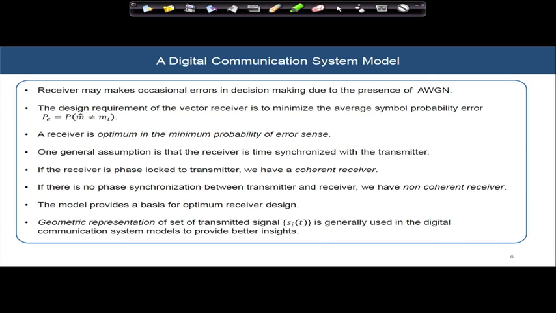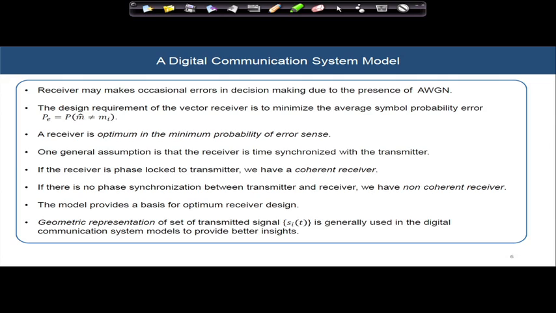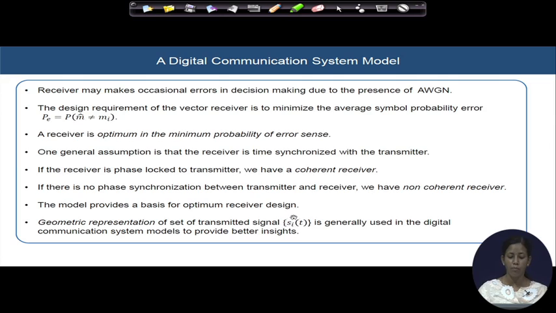This model provides a very basic assumption of the optimum receiver design, but we wish to zoom inside the graphical representation of this transmitted signal si(t), because this representation will be very important for us to analyze our direct sequence spread spectrum transmitter and receiver. So, from now onwards we are zooming inside this si(t) and trying to see its geometrical representation.